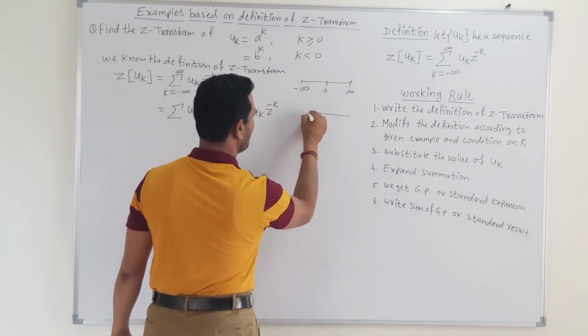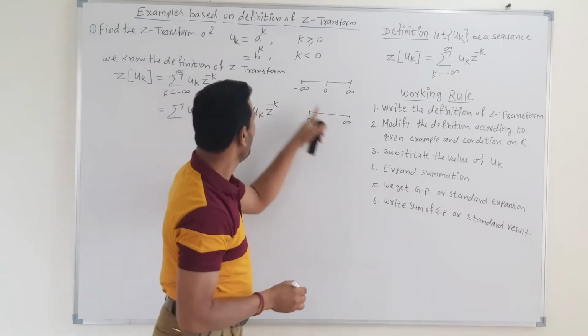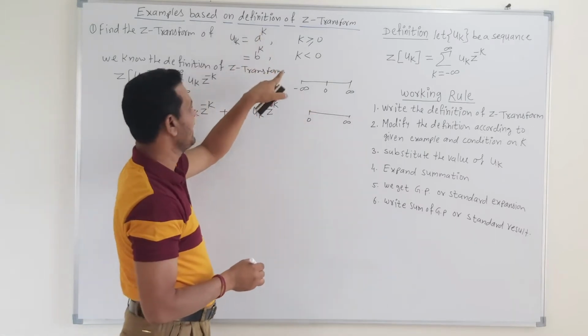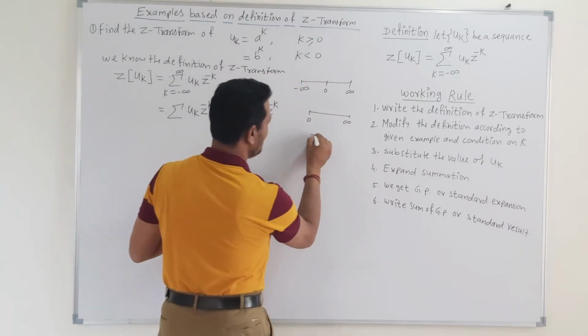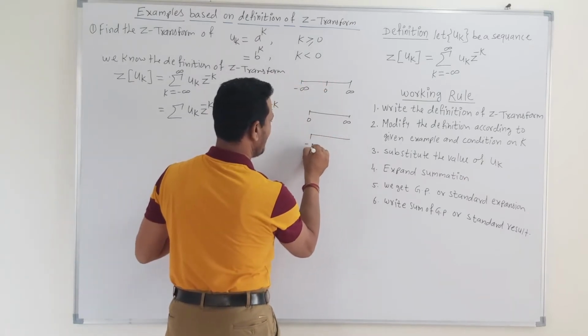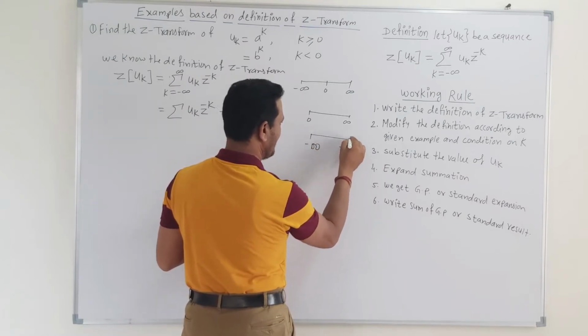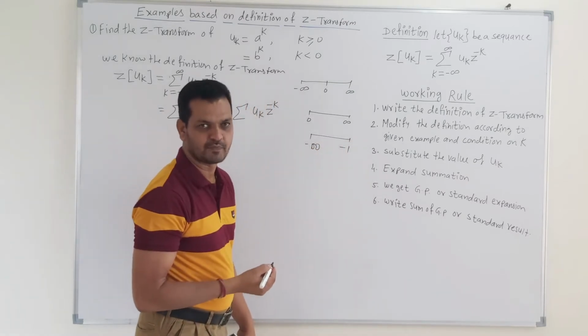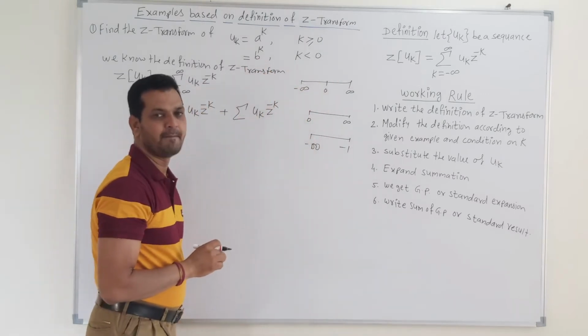That means from 0 to infinity. So for this interval, the value of the sequence is a raised to k for k greater than 0. And for k less than 0, that means this value starts from minus infinity to minus 1. So for this interval, the value of uk is b raised to k.